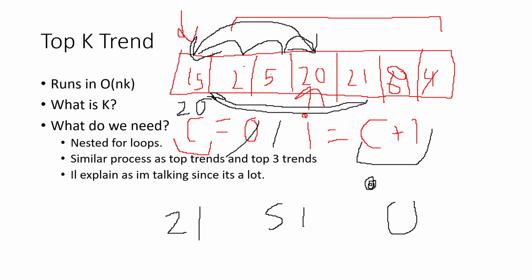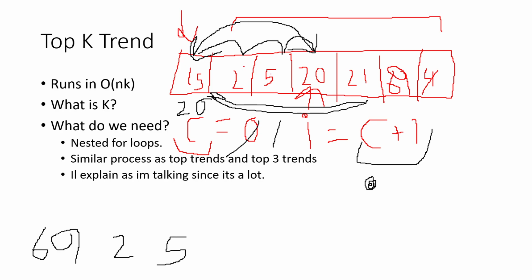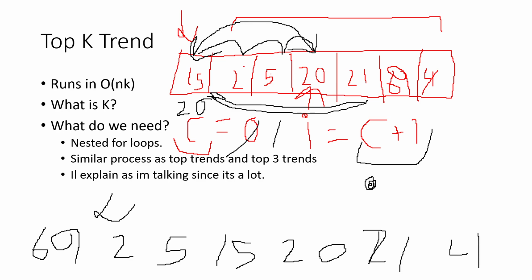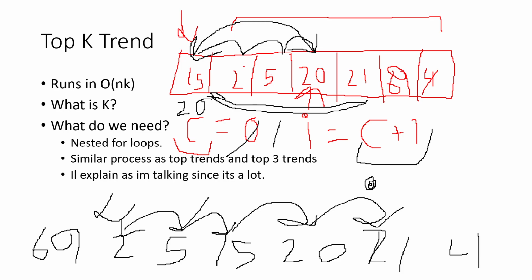And there we go. So our current one is going to look like this. So 69, 2, 5, 15, 20, 21, and then 4. And you'll do the same process, but this time you're going to be in 2. So 2 is going to swap with 5. 5 is going to swap with 15. 15 is going to swap with 20. 20 is going to swap with 21. So it's going to look like this.